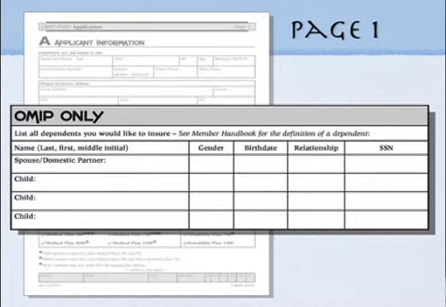The reason why is because FMIP does not allow dependent coverage. Therefore, dependents will not be allowed to be included on the application if applying for FMIP coverage. If an applicant wants to add dependents, then the dependents must each apply separately and meet all the eligibility requirements in order to obtain FMIP coverage.